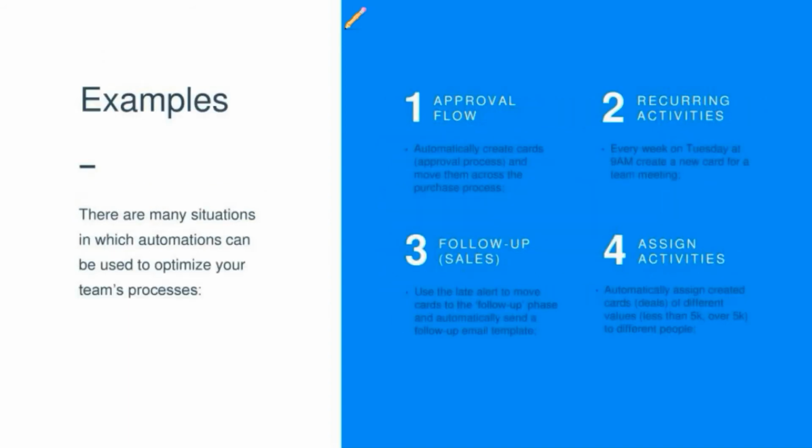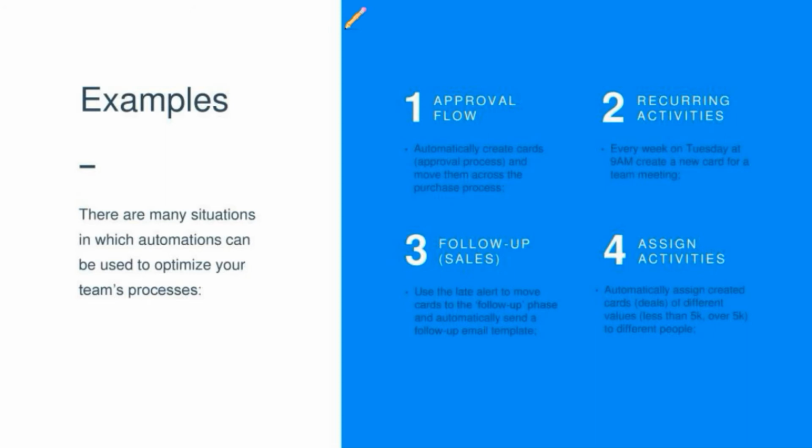To make it easier for you guys to understand, there are many situations in which automations can be used to optimize your team's processes. We're going to go through 4 examples, but there are many more we can use to exemplify how this feature works. The first one is approval flow. So you can set up an automation to automatically create approval requests that will be connected cards and move the purchase request when it's approved or not.